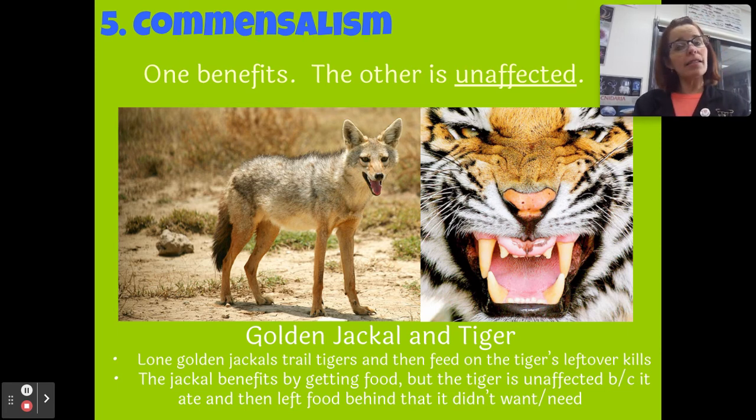Here's an example, and this is a less common example of a relationship: the golden jackal and the tiger. It says here, lone golden jackals trail tigers. They follow behind the tigers and feed on the tiger's leftover kills. So a tiger kills an animal, eats all it wants, walks away and leaves a mess. The jackal comes behind and eats that mess. So the jackal is benefiting because it's getting a meal without having had to hunt on its own, and it's being safe that way. But the tiger isn't being harmed because the tiger ate all that it wanted and now it walks away. So the tiger is unaffected and the jackal benefits.